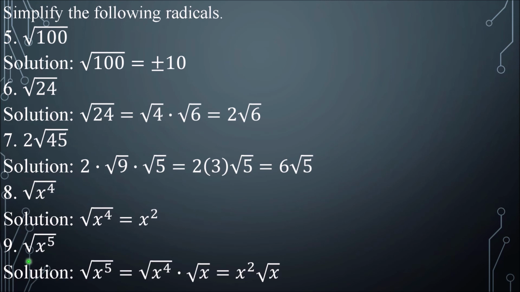Next, we have square root of x raised to 5. This one is not a perfect square. Again, we need to find a perfect square factor of x raised to 5. And that is x raised to 4. That's the highest perfect square factor of the radicand. So square root of x raised to 4 is x squared, because x squared times x squared is x raised to 4. Then plug in square root of x. So square root of x raised to 5 is x squared square root of x.